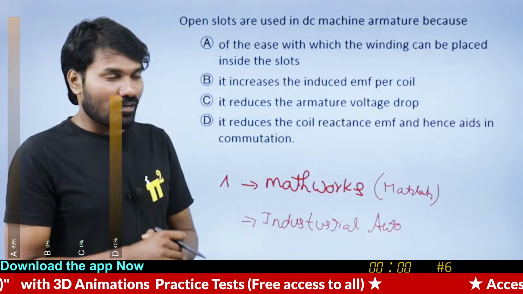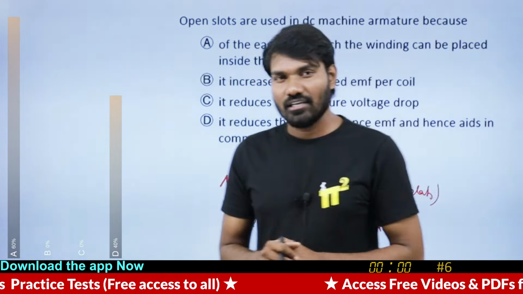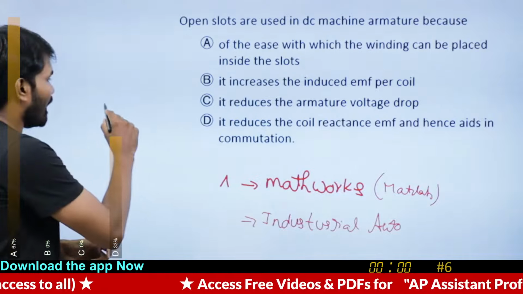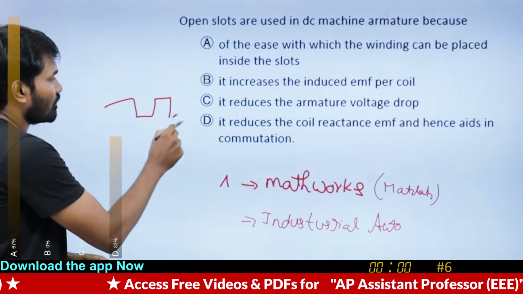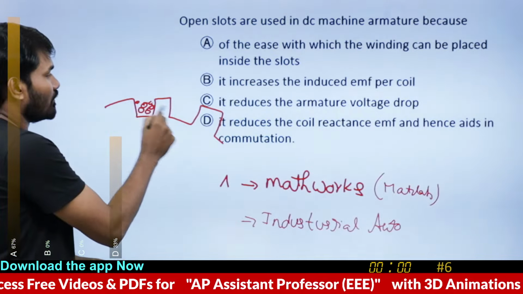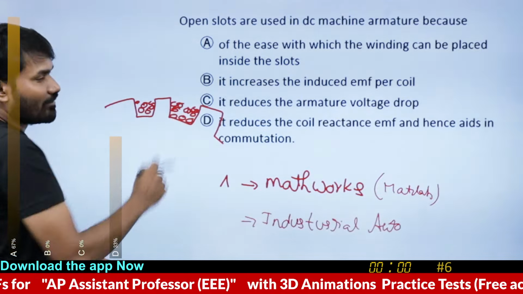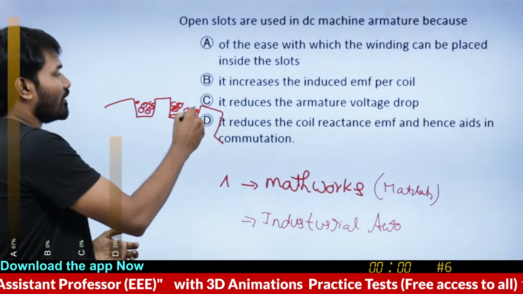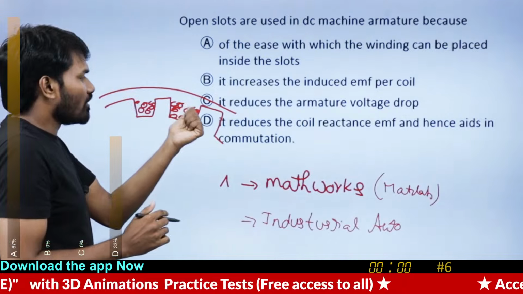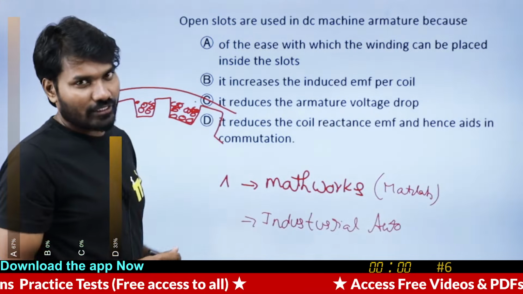Okay, now the question is, sir, if we are using open slots, you will have a slot something like this. So you are placing armature conductors in this, like this. Of course, they are tightly packed. There is a chance that these conductors may come out because you have a very small air gap. If this conductor comes out a little bit, that's going to damage the entire machine.